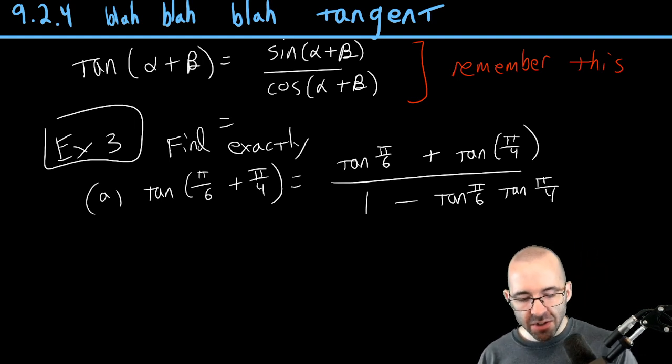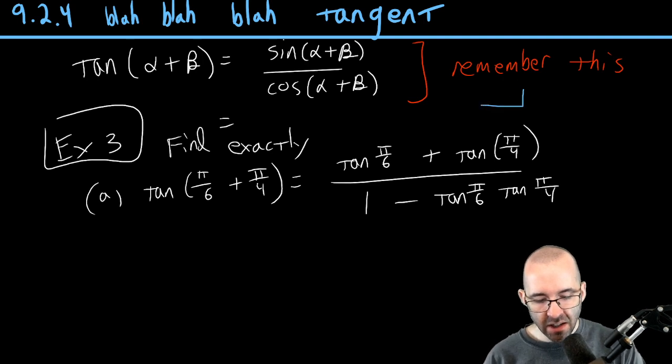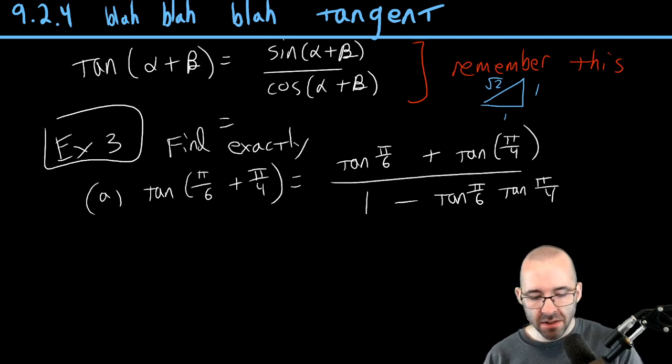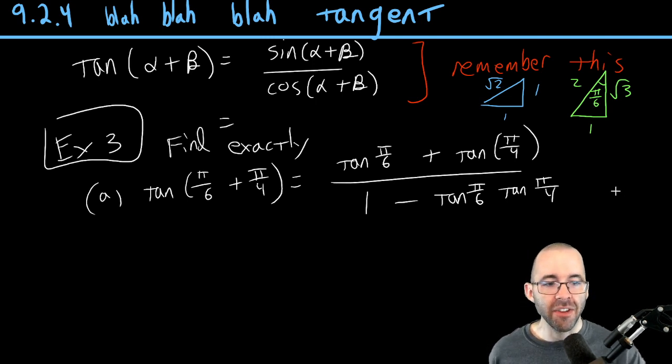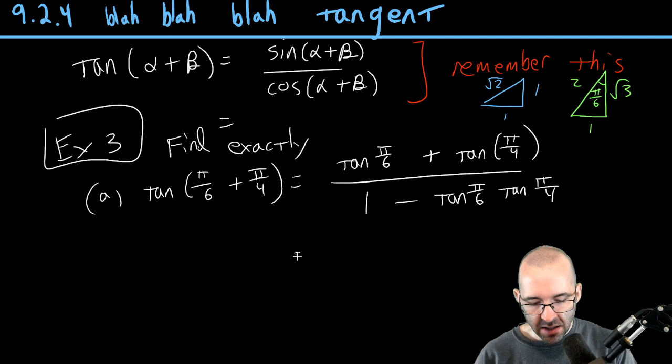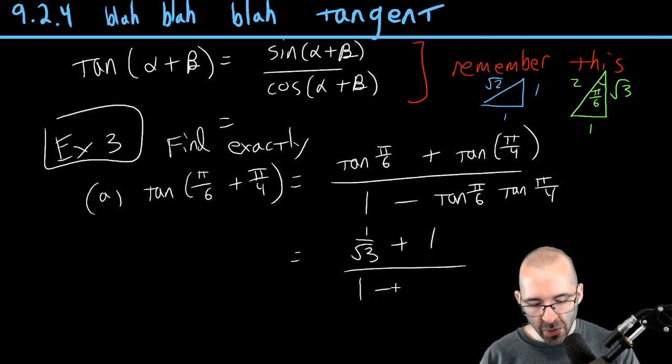So again, our special reference triangles are going to be very useful here, right? The 45, 45, 90 triangle, tangent's 1. This 30, 60, 90 triangle. Again, this is pi over 6. Nope, that's not. This is pi over 6. All right, so tangent will be 1 over root 3 for that one. Tangent's 1 over root 3 plus tangent is 1 divided by 1 minus 1 over root 3 times 1.